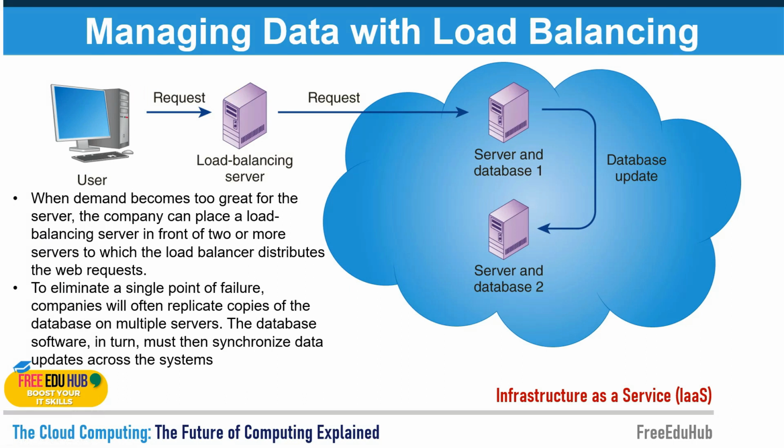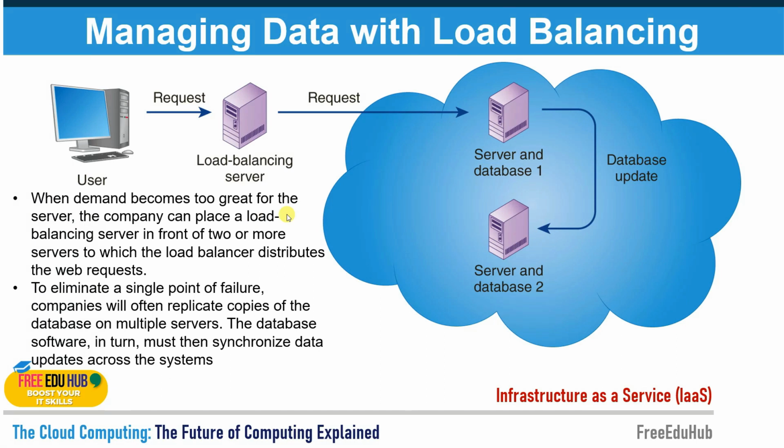Now here we are trying to understand managing the data with load balancing. A user is requesting something. It would go through a load balancer. The request would be there. A server and a database one is there, and then there is a second one, server and a database. So there are multiple kinds of backups that you can maintain, so that a database update is constantly being maintained on another server for the primary server where the data is going.